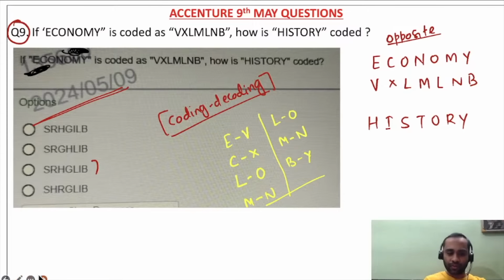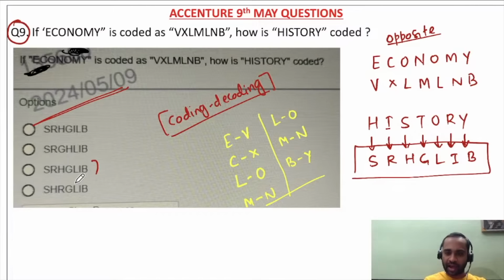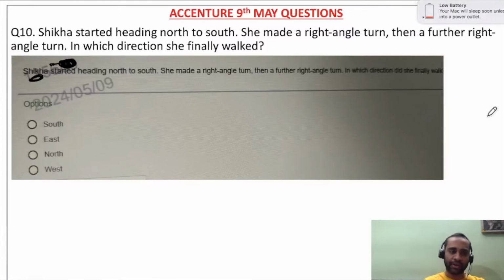Okay, now here if you'll see HISTORY, right? The opposite of H is S, then R, and so on, then L, L, I, and then comes B. So SRHGLIB. So whatever Ansi has given as the answer is perfectly correct. SRHGLIB is the correct answer for question number 9.